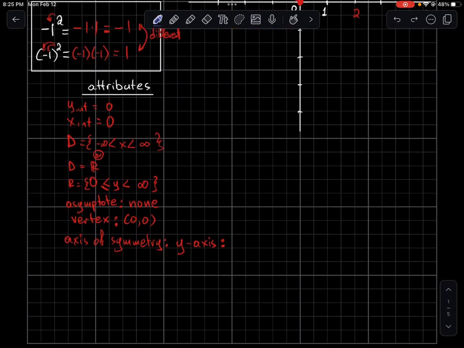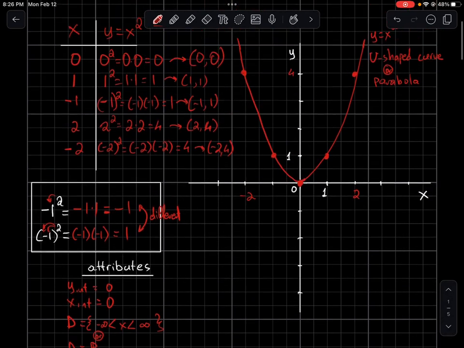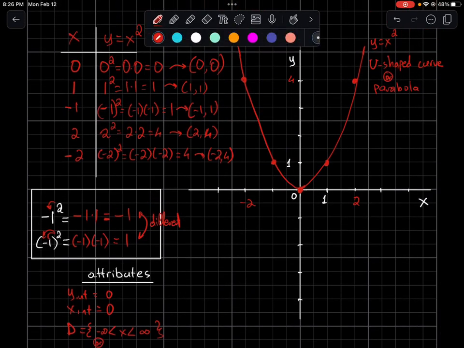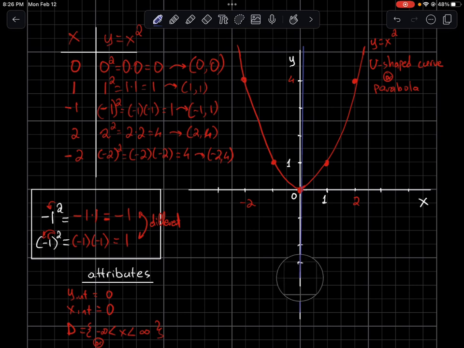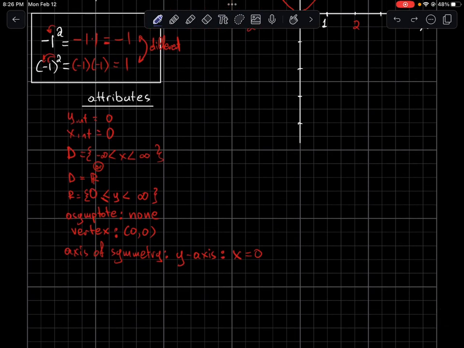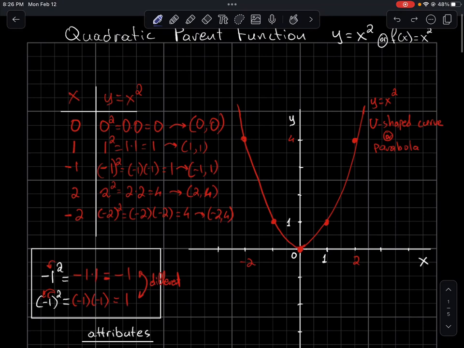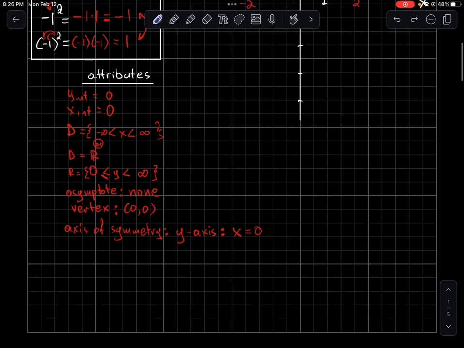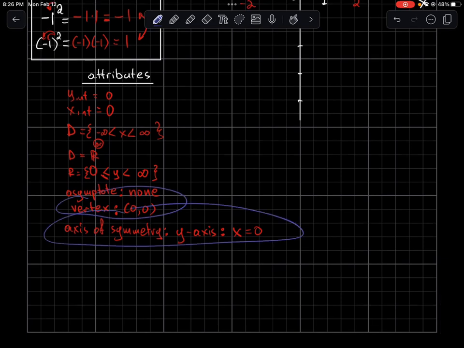How do we write this? We write this like that: x equals 0. That is a vertical line that is the axis of symmetry, and it's exactly on top of the y-axis. It coincides with the y-axis. Okay, and those are the attributes of this graph. The new attributes are the vertex and the axis of symmetry.